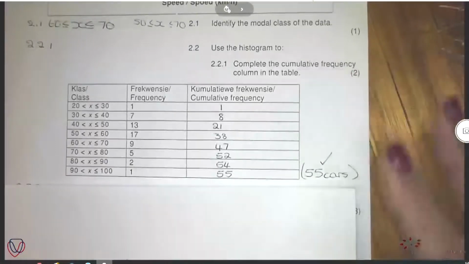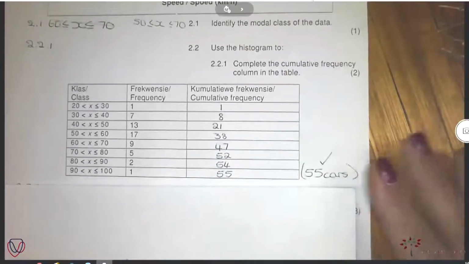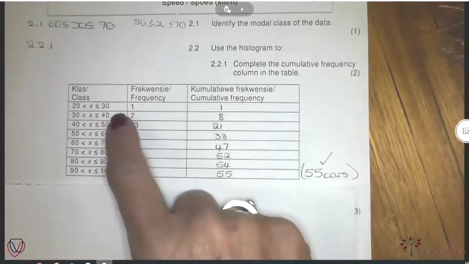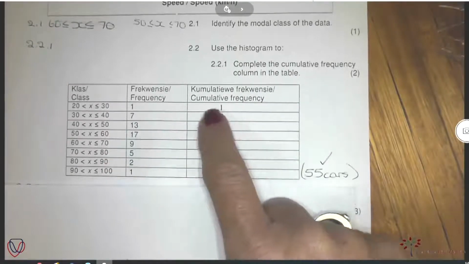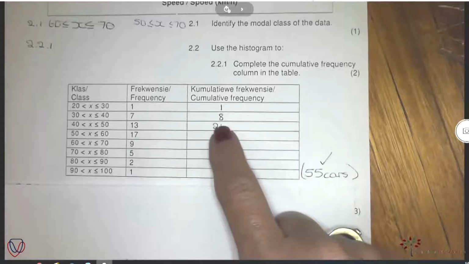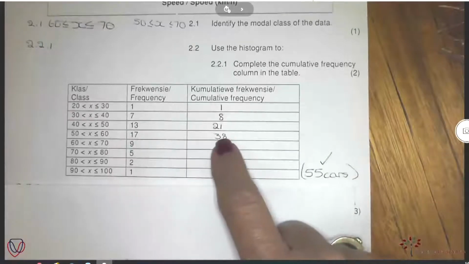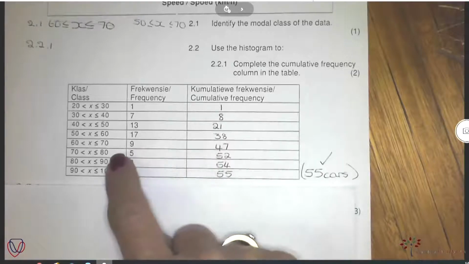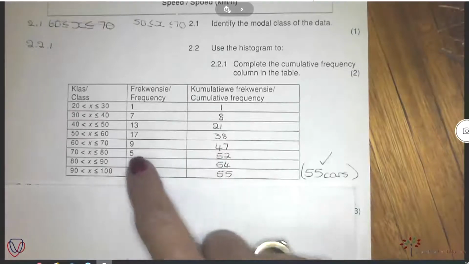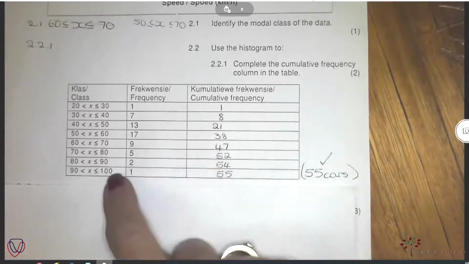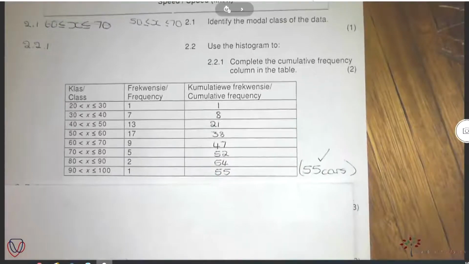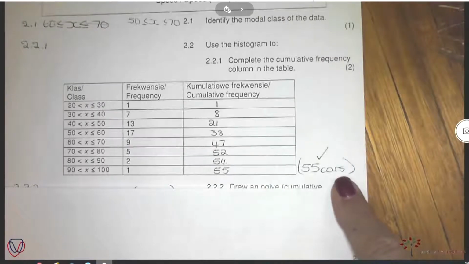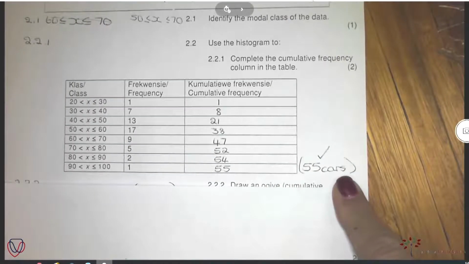Now, how do we determine the cumulative frequency? You start like this, 1, then you add 7, it gives you 8. Then you add 13, it gives you 21. 21 plus 17, 38. 38 plus 9, 47. 47 plus 5, 52. 52 plus 2, 54. 54 plus 1, 55. And it's right, because there's 55 cars. They gave it to us right at the beginning of the sum.